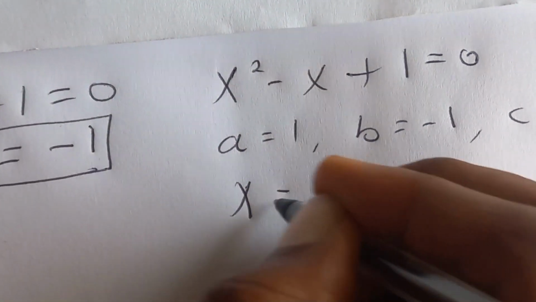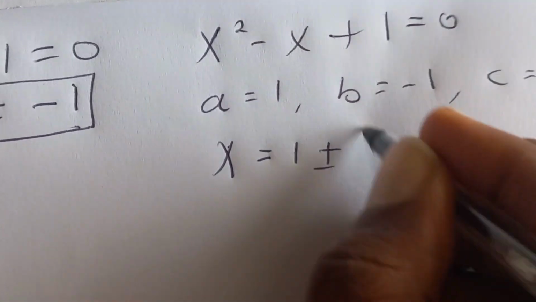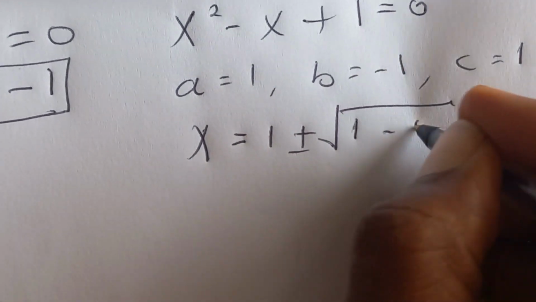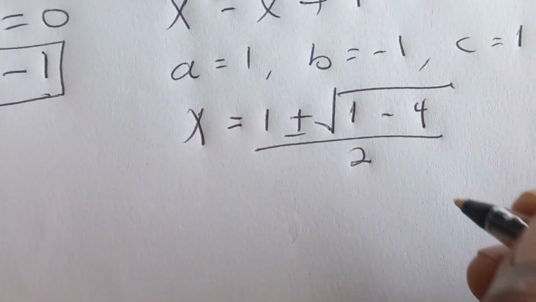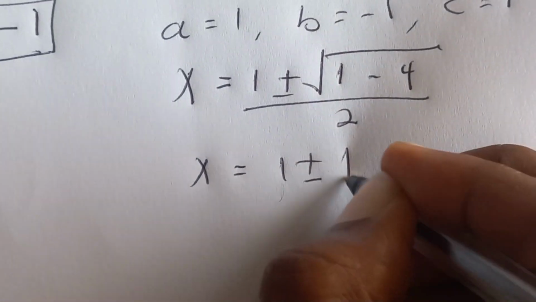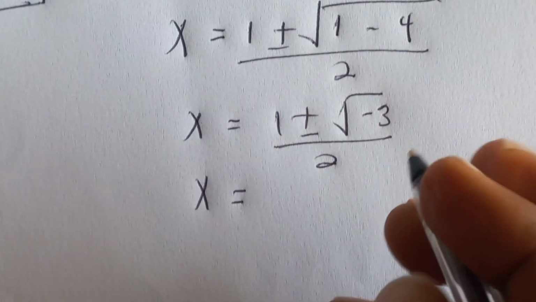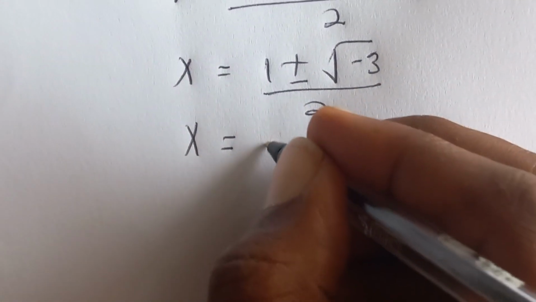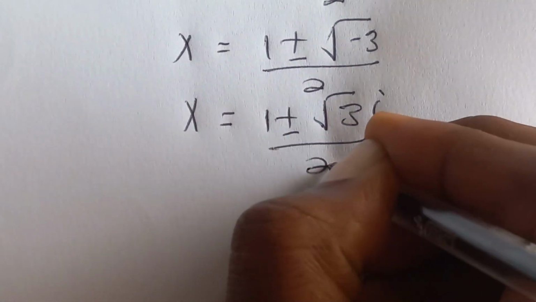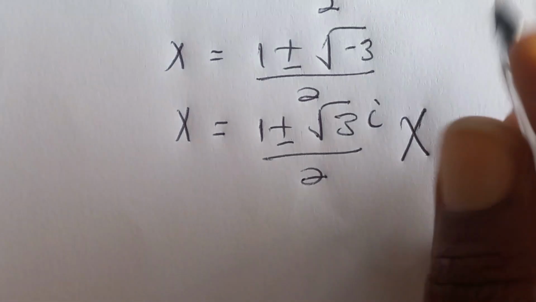So our x is equal to 1 plus or minus square root of 1 minus 4, all over 2. Okay, so our x is equal to 1 plus or minus square root of negative 3, over 2. So x is equal to 1 plus or minus square root of 3i, all over 2. So you can see that this is a complex solution. So we reject this value of x.